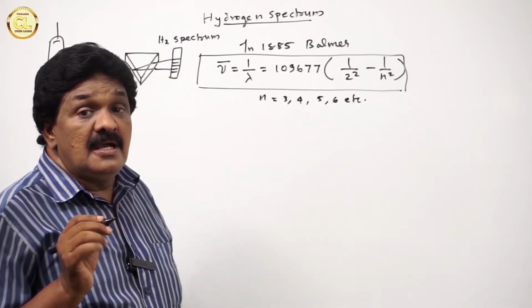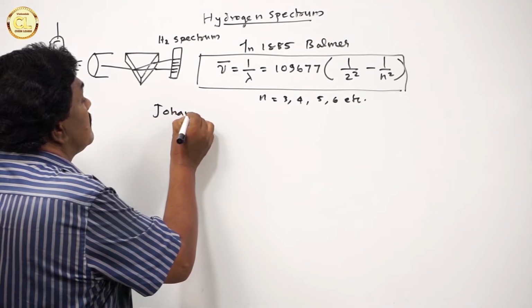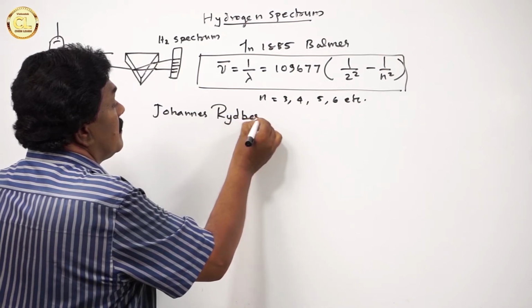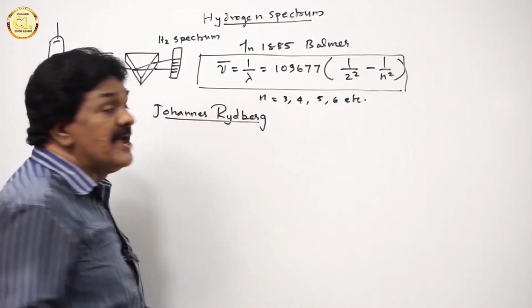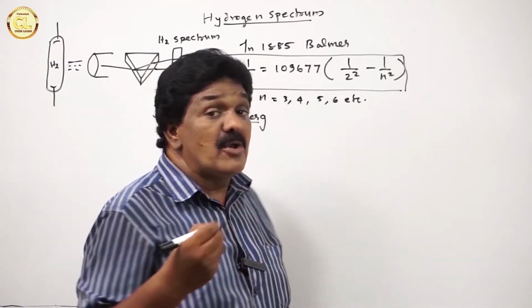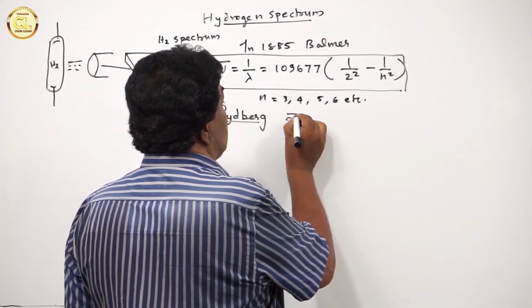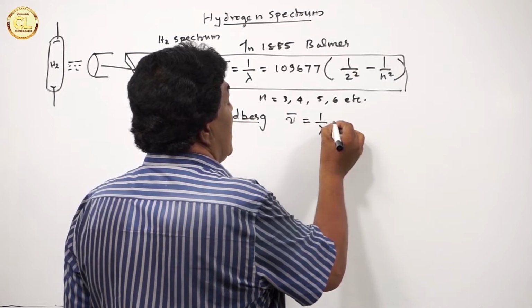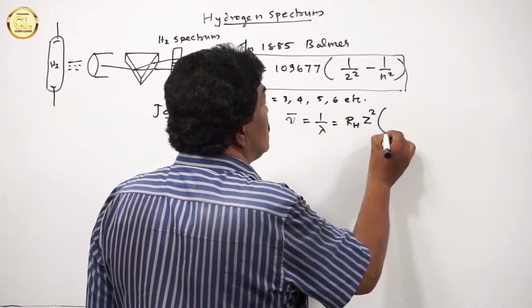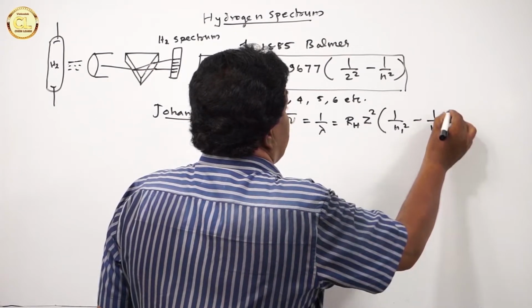A Swedish spectroscopist, Johannes Rydberg, suggested a more general formula for expressing wave number of any line of any series of the hydrogen spectrum, and it is expressed as nu bar equals 1 by lambda equals RH into Z squared into (1 by N1 squared minus 1 by N2 squared).